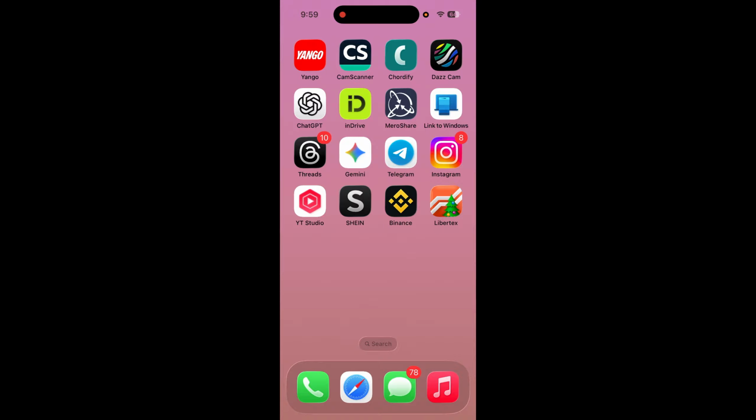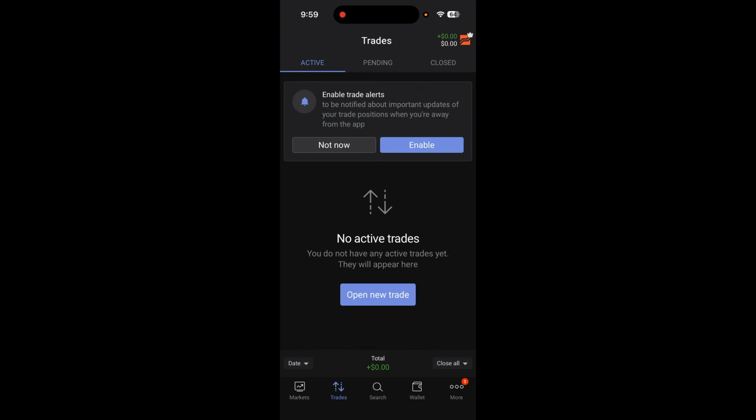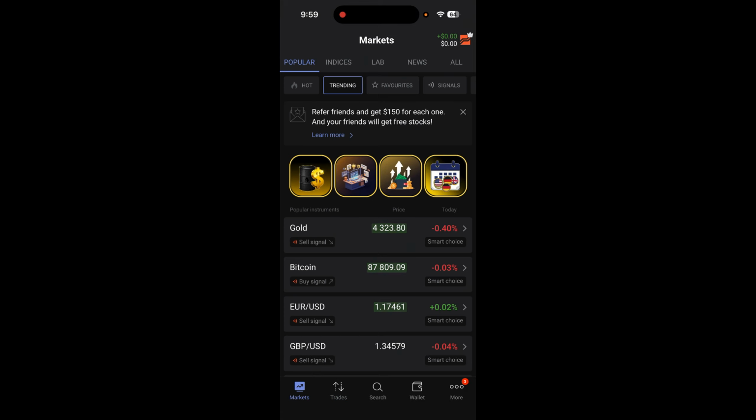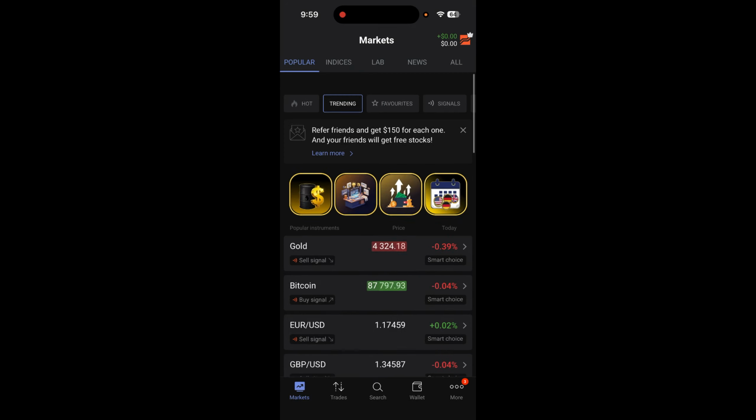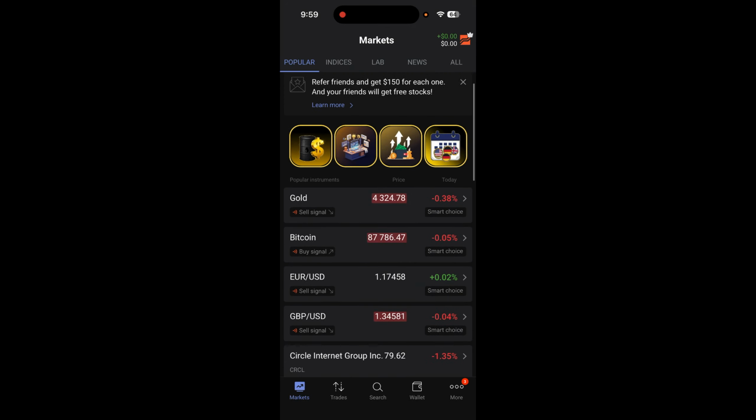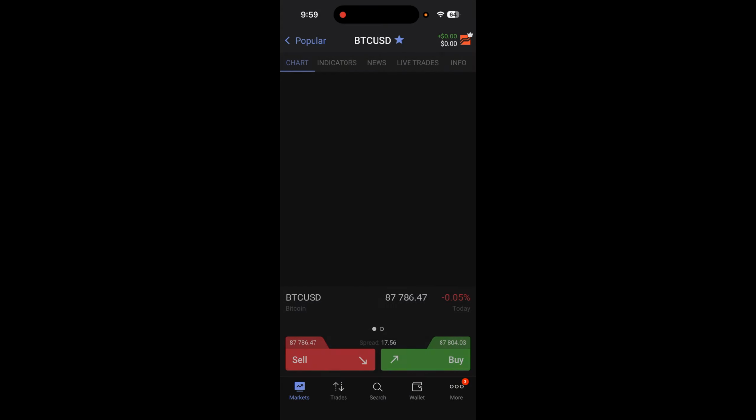So first you need to open the Libertex app. Unlock your phone and open the Libertex trading app. On the screen we can see the Libertex app, and when you reach the interface, on the bottom left we can see there's a markets icon. Tap on markets and here we can see all of the popular trading. Simply select Bitcoin. Just below the gold, tap on the Bitcoin here.